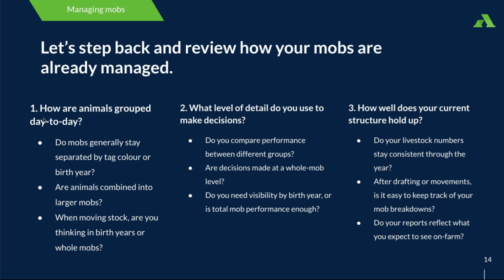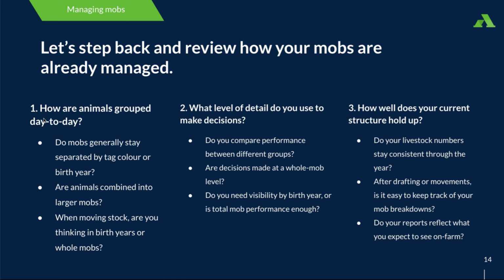Question 2, what level of detail do you use to make decisions? Do you compare performance between different birth year groups? Are decisions made at a whole mob level? Or do you need visibility by birth year, or is total mob performance enough?